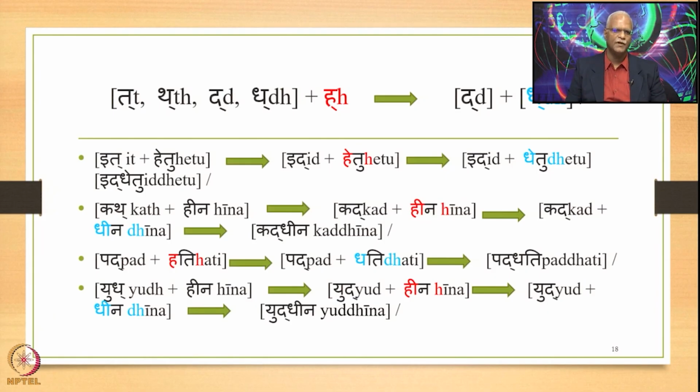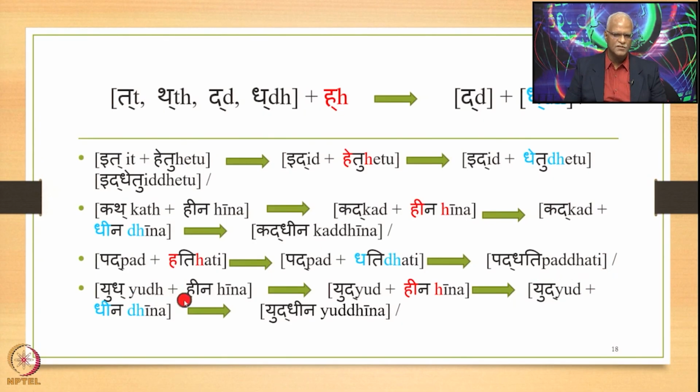Then we have pad plus hati, where ha will be substituted by the purva savarna of this da by the application of the sutra Jhayo Ho Nyatarasyam, and so now the output generated would be pad plus dhati, that is padhati. This is optional, so optionally we will also get pad plus hati, padhati.